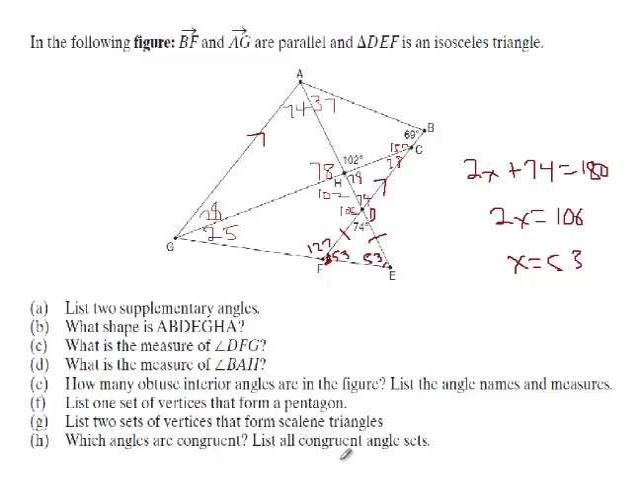Which angles are congruent? Congruent means equal in terms of angle. There's lots of congruent angle sets. HCD is congruent to this one, which is AGH. These 2 angles are congruent to each other. The 53 and the 53. There's lots and lots of sets of congruent angles here.